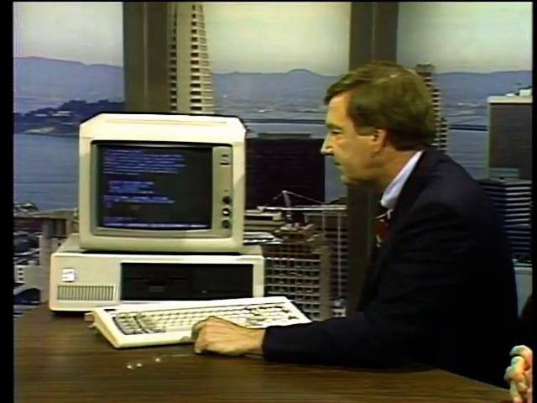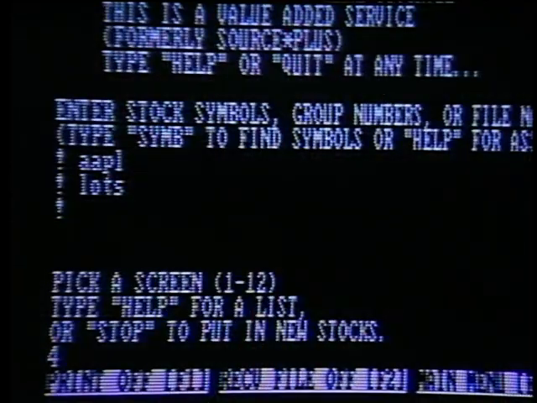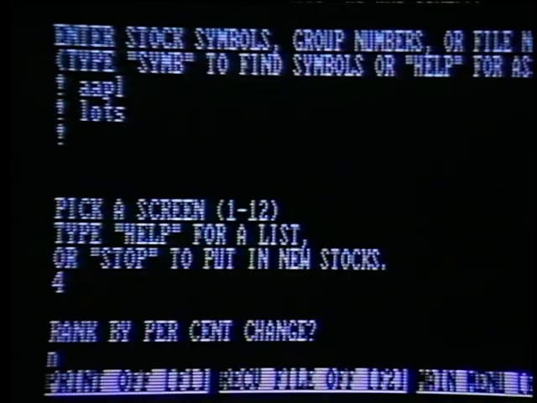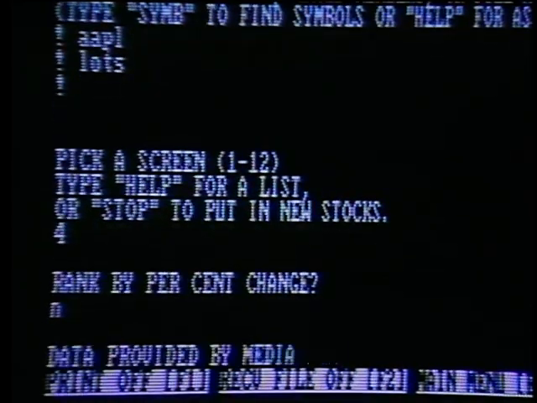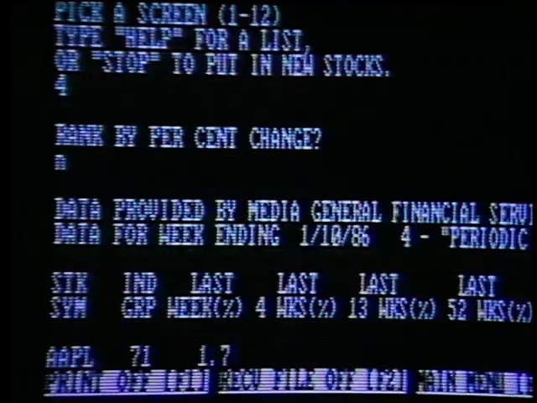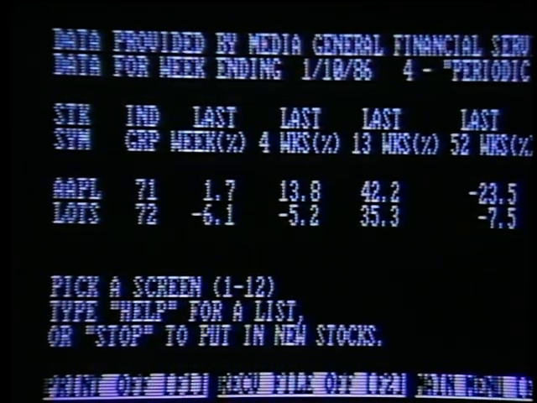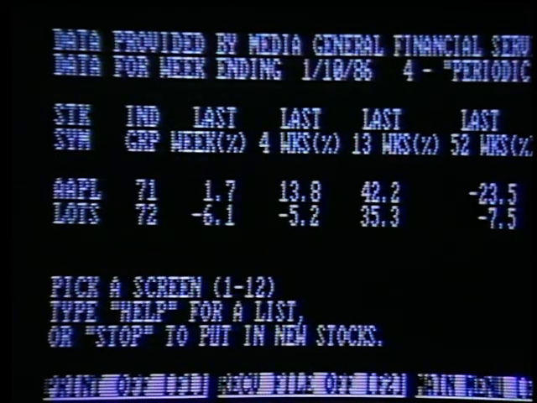So what kind of information can we get out of this now? Well, first of all, let us say that I'm interested in knowing how these securities have performed recently. I want to know what happened to them last week, one against the other, and I want to know how they've historically performed. It's asking me whether I'm interested in seeing them ranked in percentage order. With just a few, it isn't necessary. Okay. And it tells me that last week, Apple was up a bit, Lotus was down. The last 4 weeks, the last 13 weeks, the last 52 weeks, year to date.